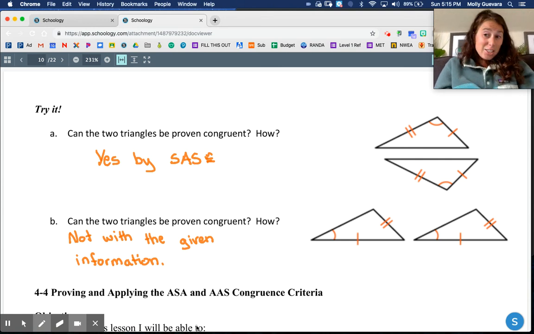So that's actually it for 4-3. Next lesson, 4-4, we're going to look at two more congruency conditions. We're going to look at angle side angle and angle side. And so it'll be very, very similar.